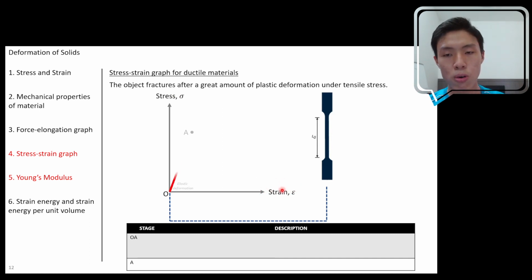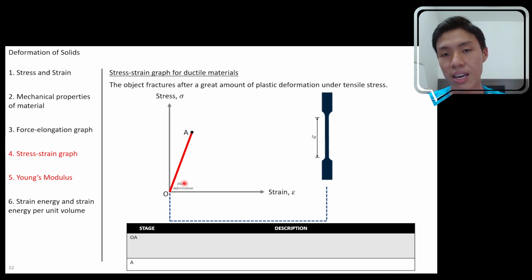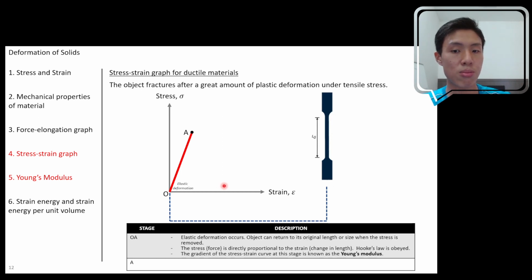Okay, so from O to A, you are in the region of elastic deformation. So any kind of change of shape, any kind of increase in length that happens now is reversible. Once you release the stress, the strain will get back to zero. So this is the same as what we discussed in brittle materials. You undergo elastic deformation. The object can return to its original length when the stress is removed. Your stress gets back to zero, your strain will also get back to zero. Nothing happens permanently. The stress is again directly proportional to the strain, so Hooke's law is obeyed. We mentioned this in the brittle video.